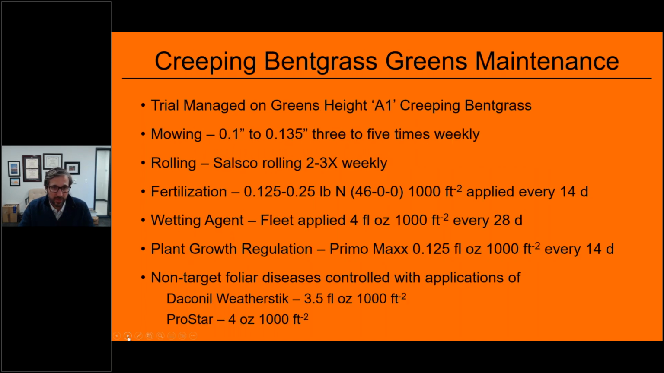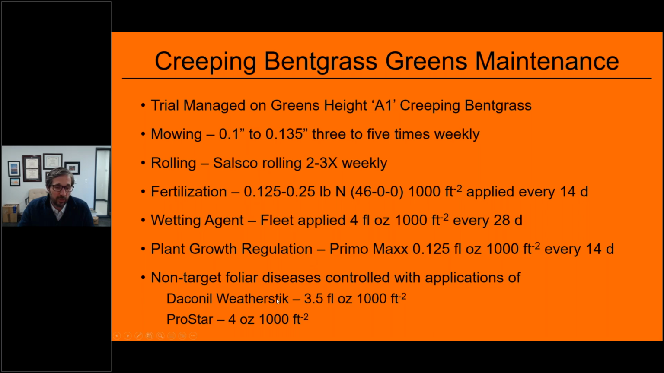Now, for our trials here at PD Rec, and just thinking about creeping bentgrass management, we do all of our work on A1 creeping bentgrass, and we mow from anywhere from 0.110 to 0.135, 3 to 5 times weekly. I say 3 to 5 times weekly because we do back off of our mowing schedule during the intense periods of the summer, just to reduce some of the stress. We roll our greens 2 to 3 times weekly. We're on a fertilization schedule of about 1/8 to 1/4 pound every 14 days. We apply wetting agent, again, which I recommend on a 28-day schedule. We regulate our greens according to label recommendations.